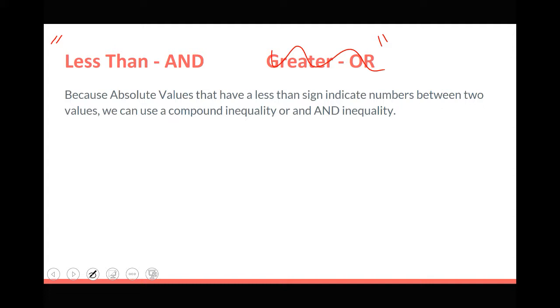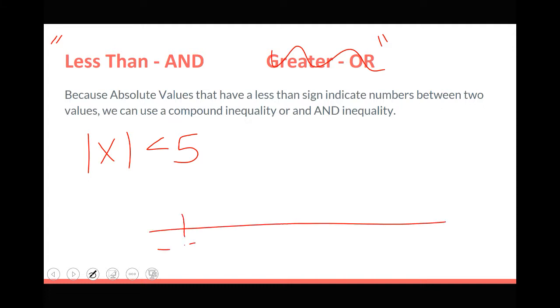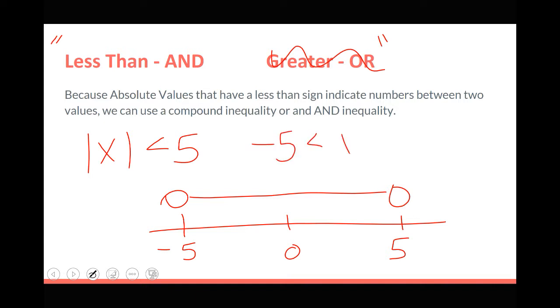So I'll give you another example of how this works. Let's say the absolute value of x is less than 5. On a number line, that could be anything in between -5 and 5. We're not going to include the endpoints, so I'll do open circles because it can't be -5 or 5, but it can be anything from -5 to 5. As a compound inequality, one way to write that is to say that x is in between -5 and 5. In other words, -5 is less than x is less than 5.